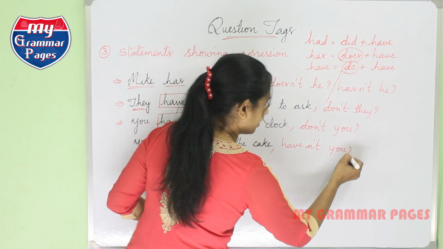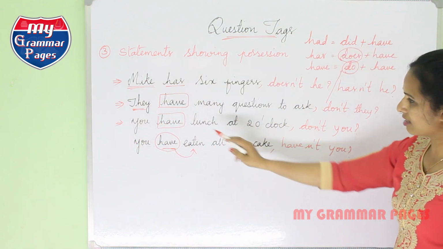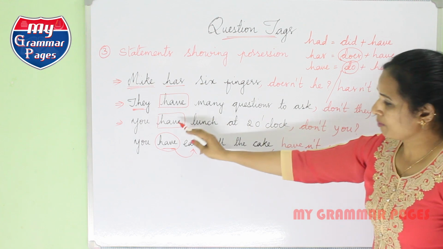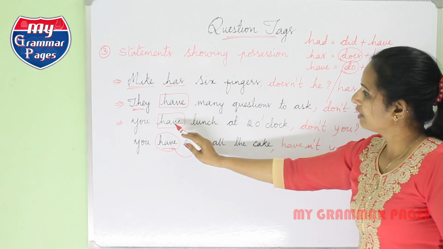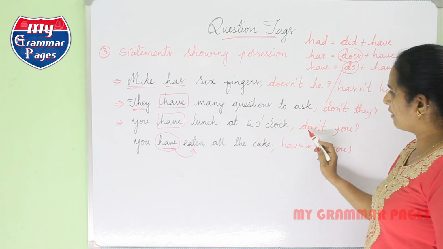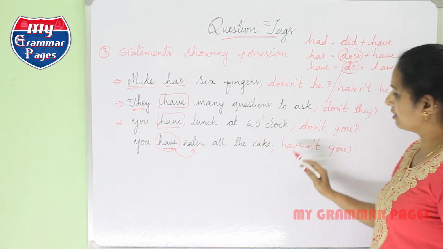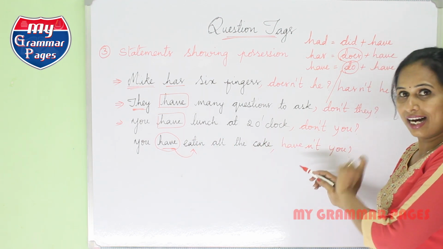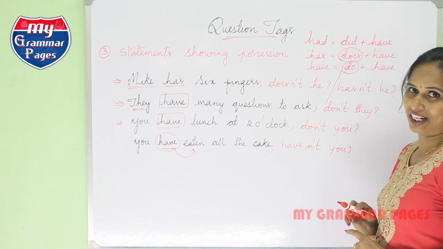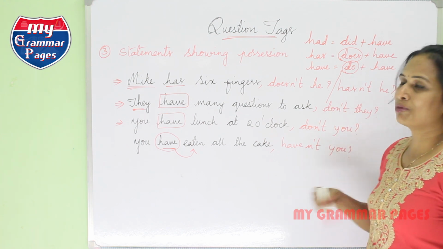I think you people might have understood the difference between these 2 sentences. In both the cases we have haves, but in the first case I have taken only do, in the second case I have brought the word as it is, and made the question tag. So I think it is clear. Let's move on to the next one.